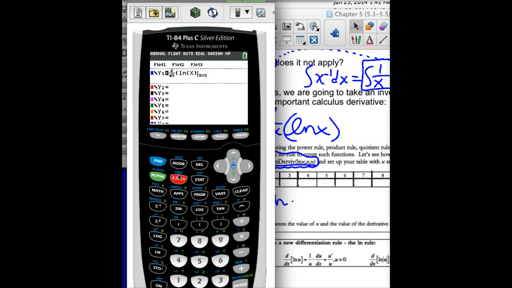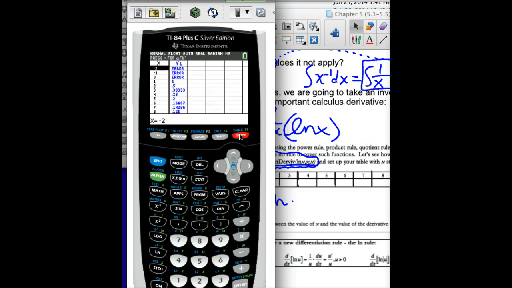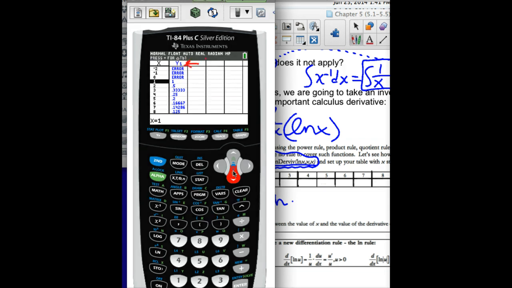Then I'm going to go look at my table and see what happens at 1, at 2, and 3, and 4. Keep in mind what my y1 is graphing is the derivative with respect to x of the natural log function at each one of these numerical values. So the derivative of ln1 is 1. The derivative of ln2 is a half. At 3, it's 1/3, and at 4, 1/4, and then 1/5, and then 1/6. Those are the decimal equivalents for those fractions.